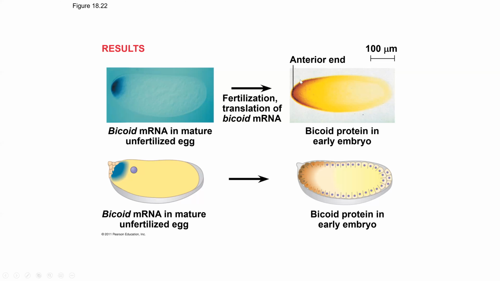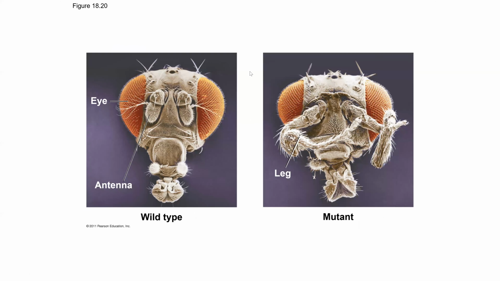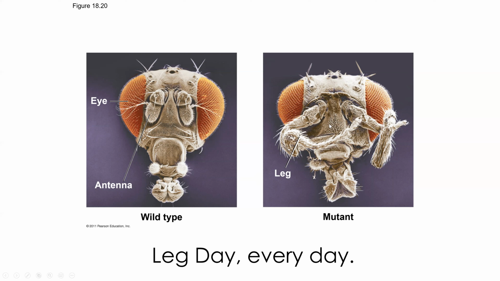So what happens if we mess around with this? Well, scientists have, okay, and here's a regular fly, regular Drosophila. Note its eyes, it's got antenna, okay, its little mouth parts. And if you mess around with some of this gene expression, notice this. This is a leg, and here's another leg that are coming out from where the antenna should be. Okay, so for this guy, it's leg day every day. All right, he's got legs coming out of where his antenna should be.